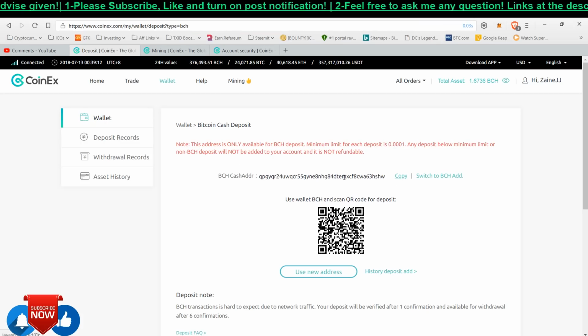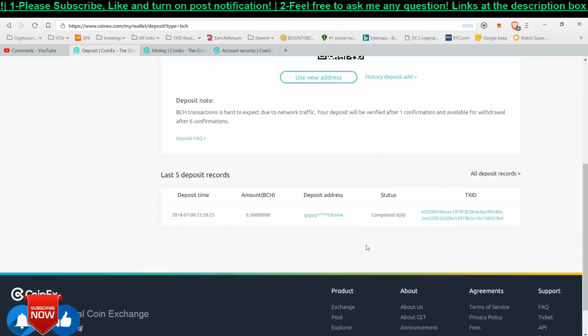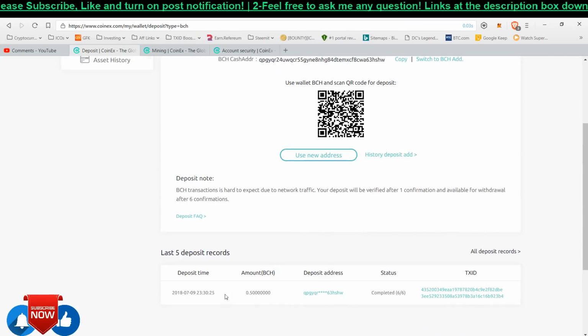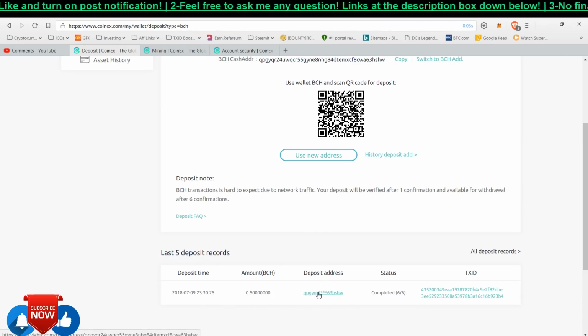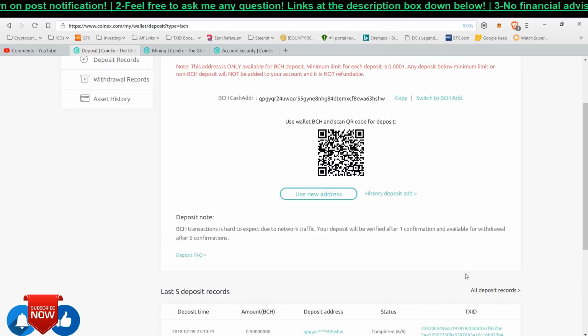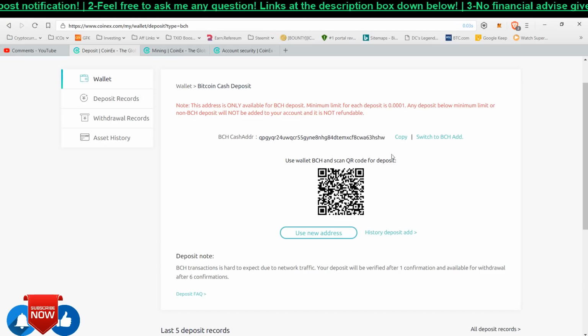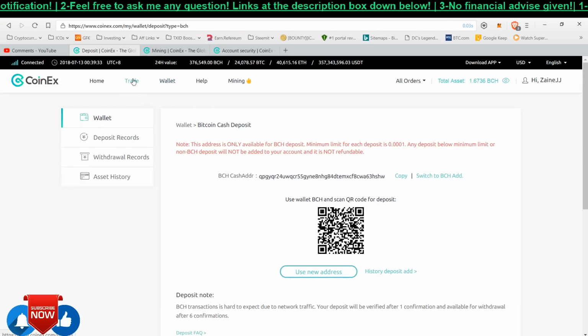So once you have deposited some Bitcoin Cash, it's going to appear over here. As you can see, I made a deposit previously, 0.5 Bitcoin Cash, so it's going to show you your deposit address and your transaction ID, which is called TXID, and everything here is loaded. You just head over to your trade.